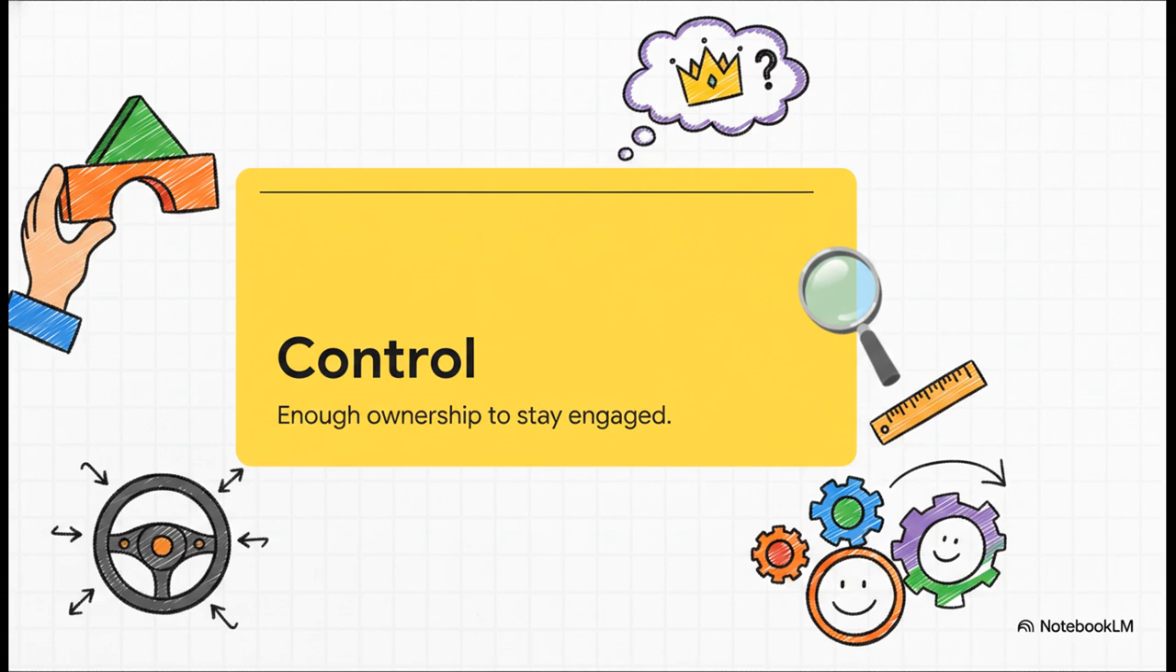The second pressure is control. Now, control means having enough ownership to stay engaged. To be super clear, this doesn't mean you just remove the adults entirely.